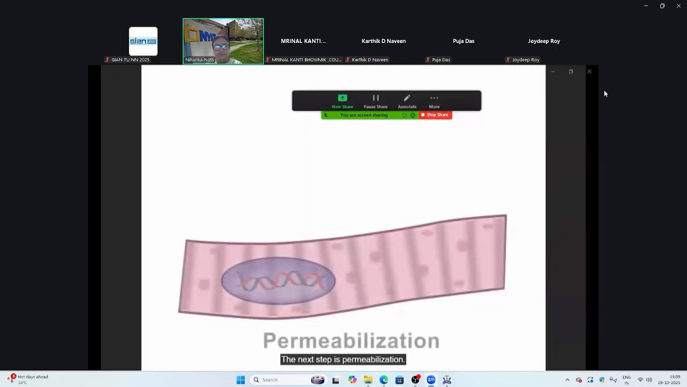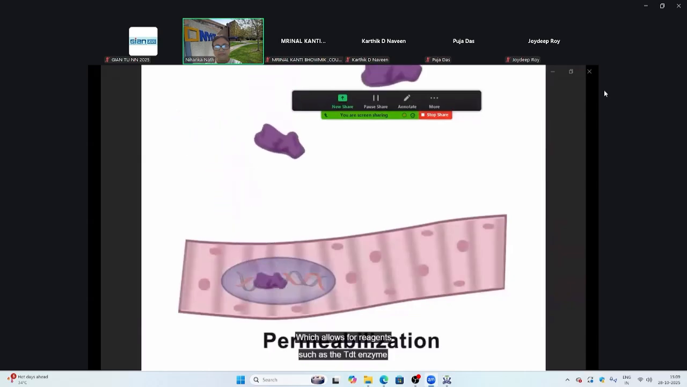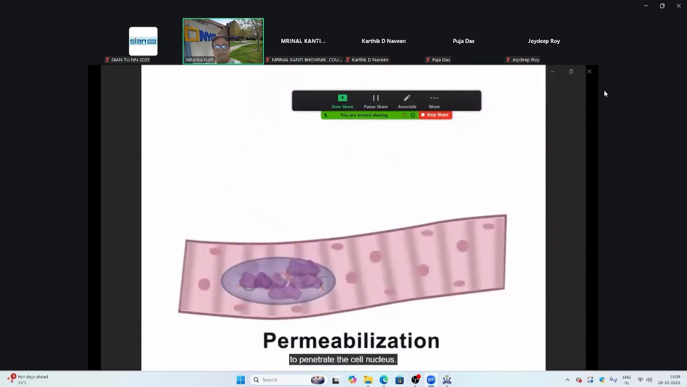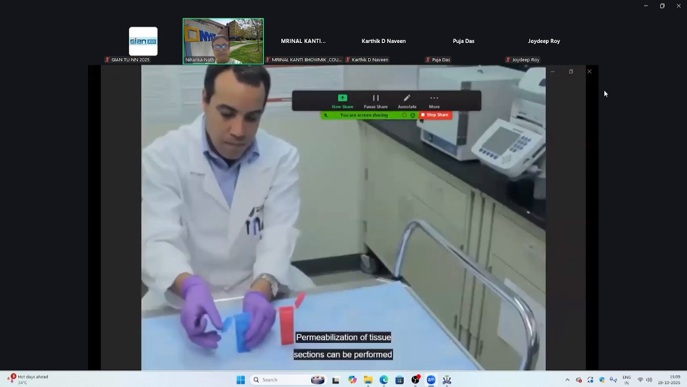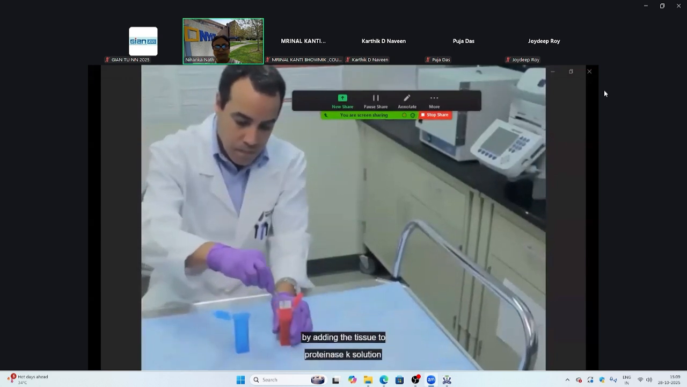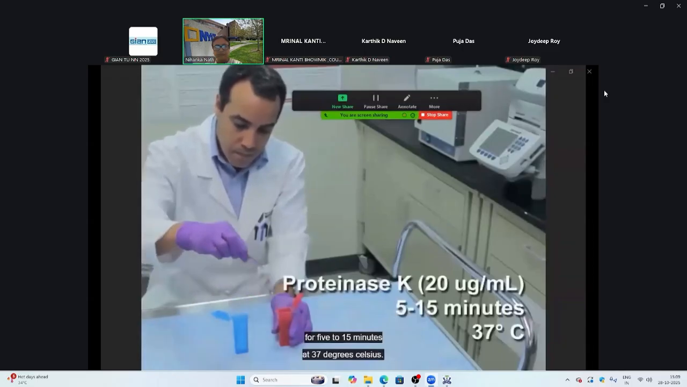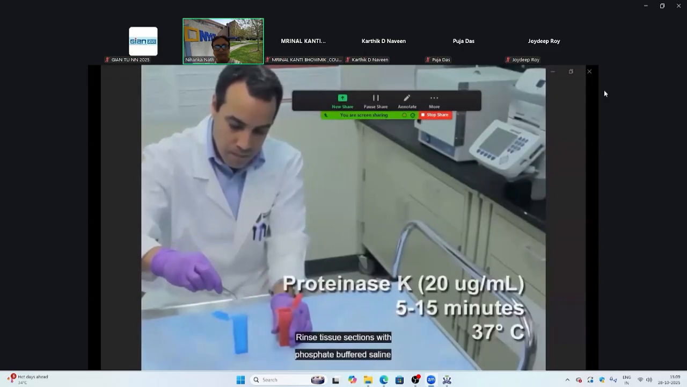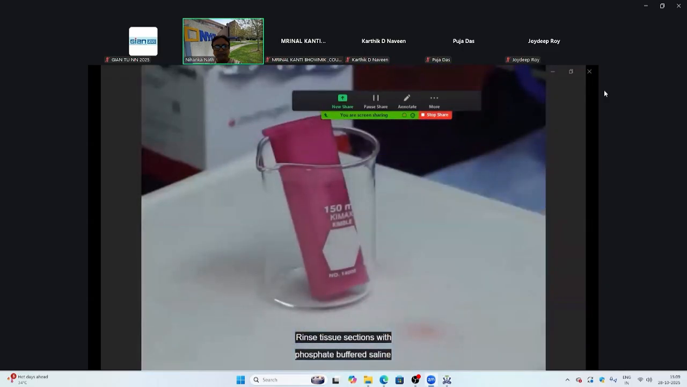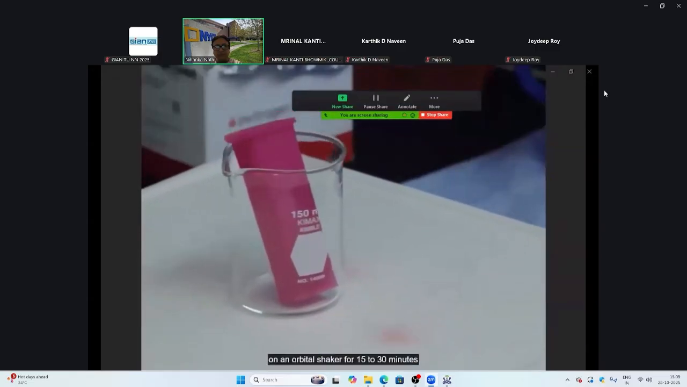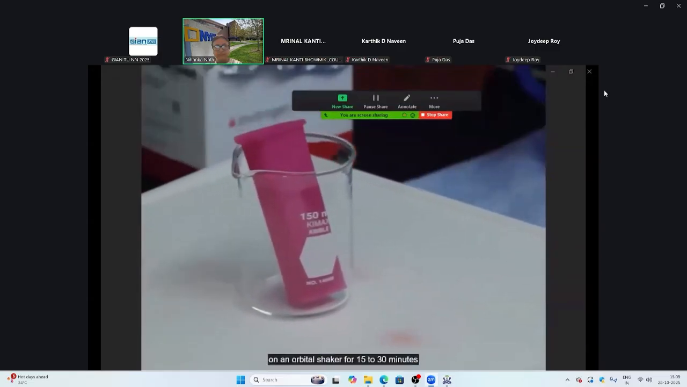The next step is permeabilization, which allows for reagents such as the TdT enzyme to penetrate the cell nucleus. Permeabilization of tissue sections can be performed by adding the tissue to proteinase K solution for 5 to 15 minutes at 37 degrees Celsius. Rinse tissue sections with phosphate-buffered saline on an orbital shaker for 15 to 30 minutes at room temperature.